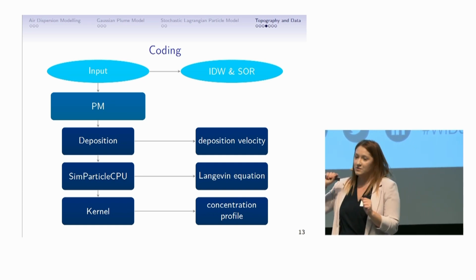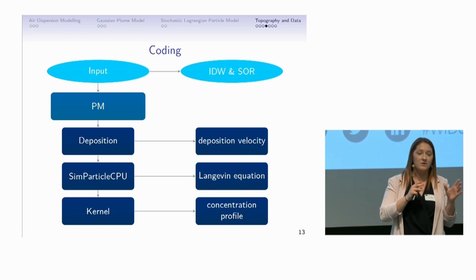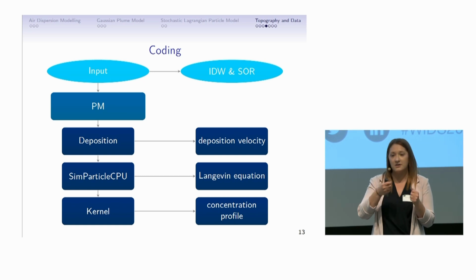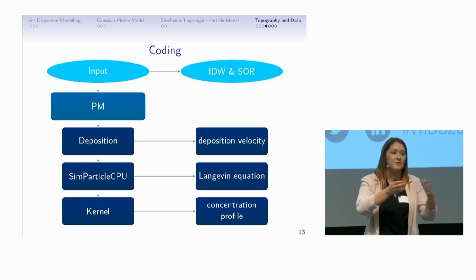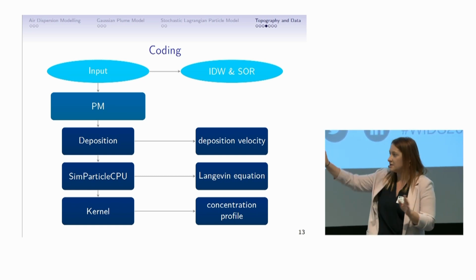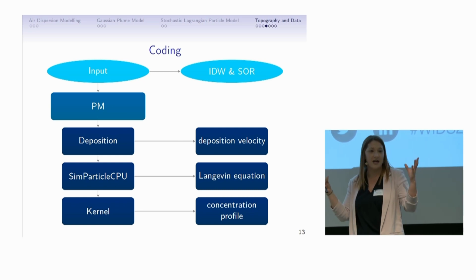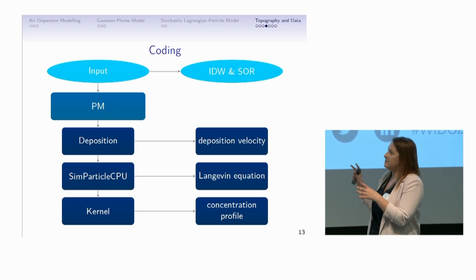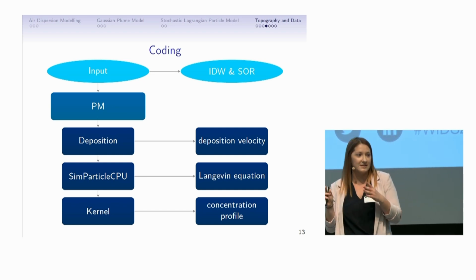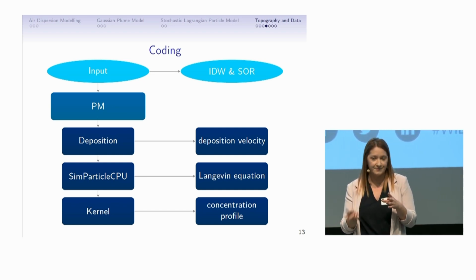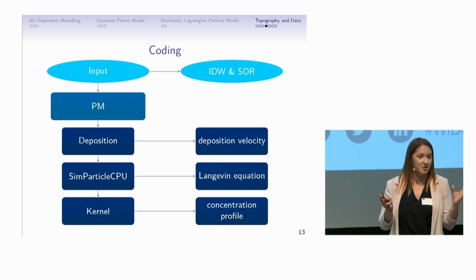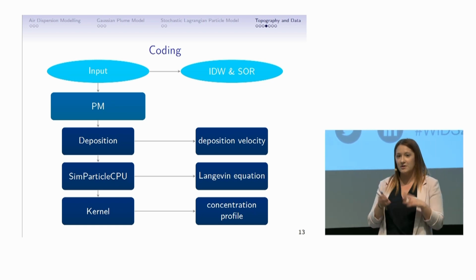To the last one, we use a kernel function, which is of Gaussian nature, to calculate the concentration profile from the position of the particles. So this is just the last step to finally have this concentration profile. So this is basically the idea for the stochastic Lagrangian particle model. And now to the second one. So the first part doesn't change at all. So the input is the same for both models.